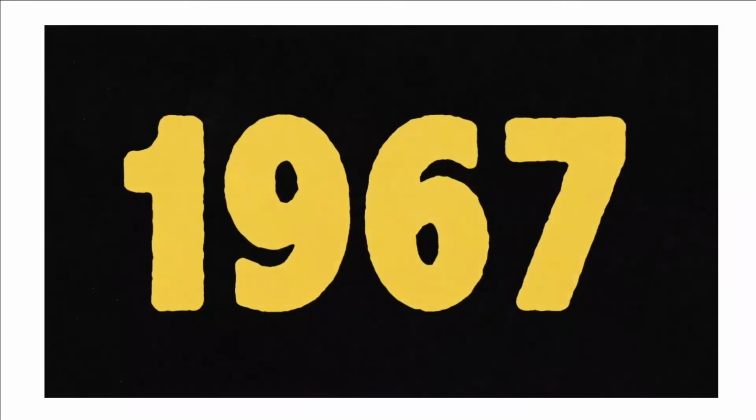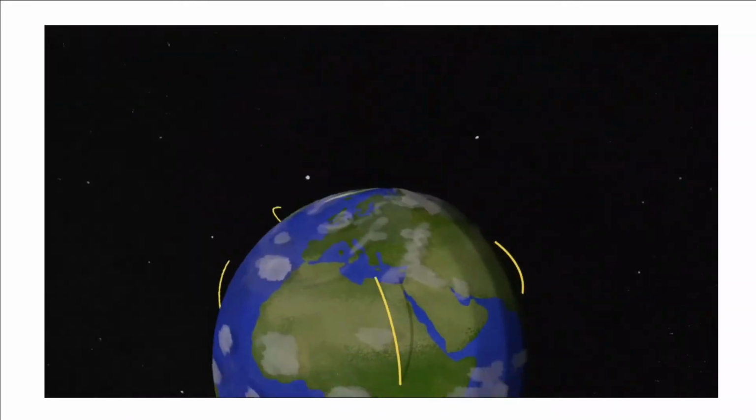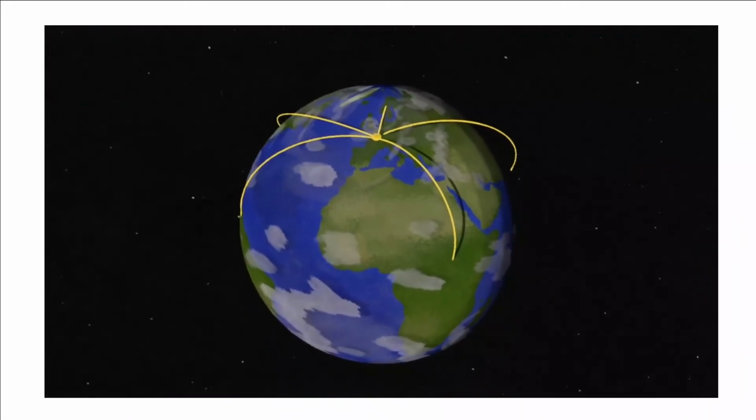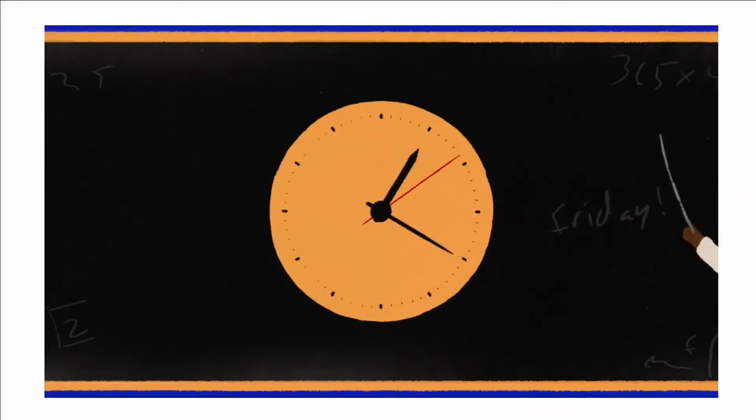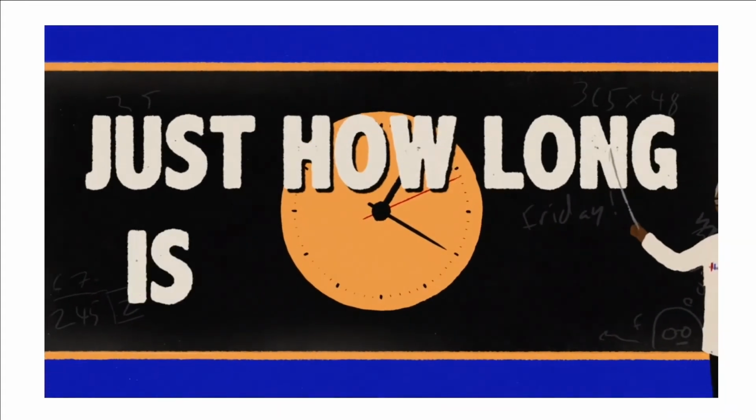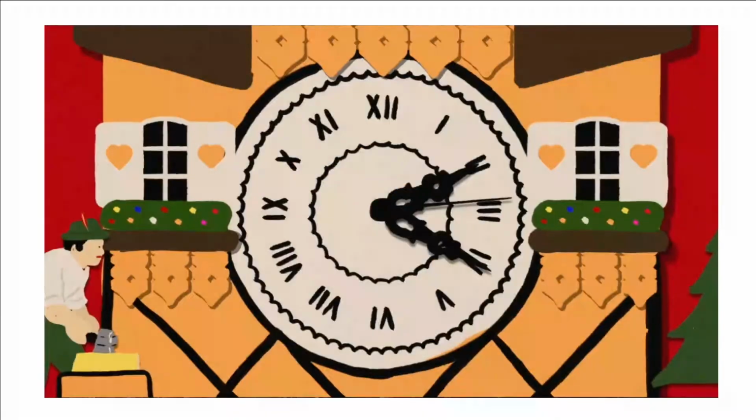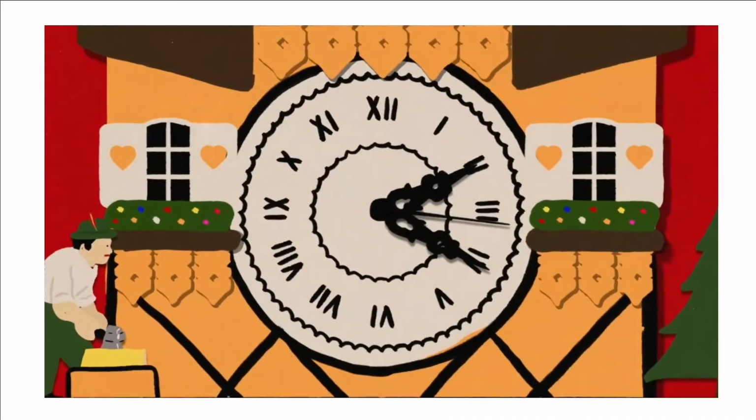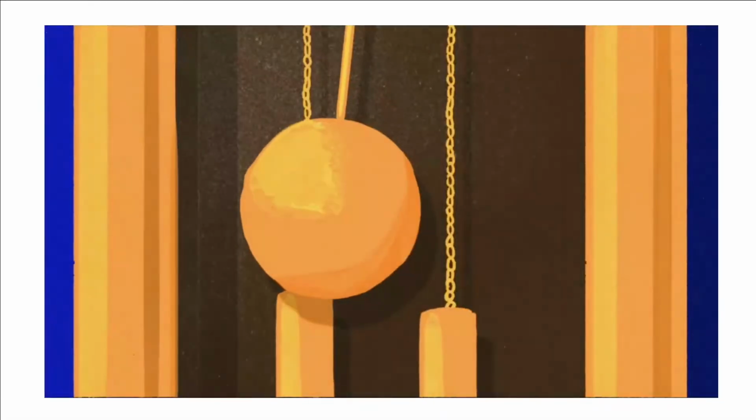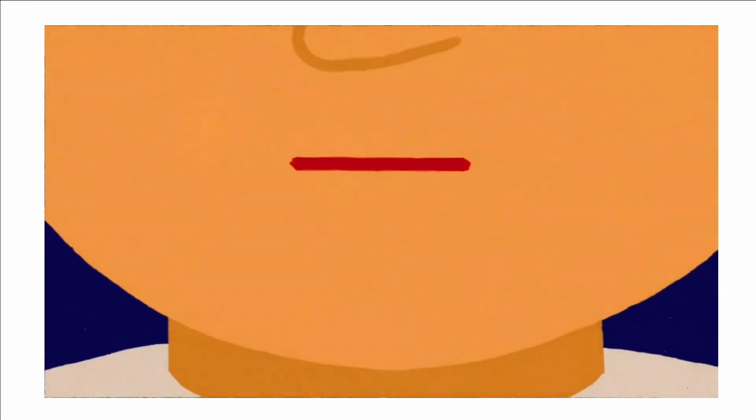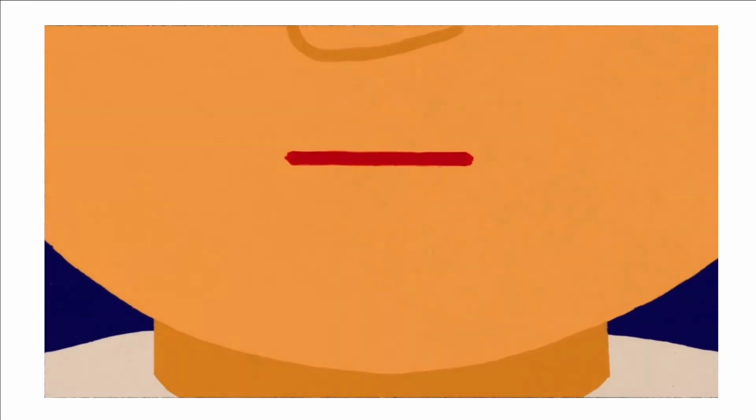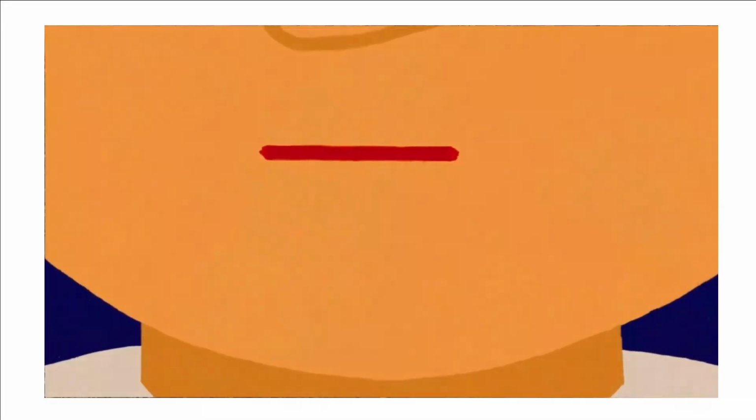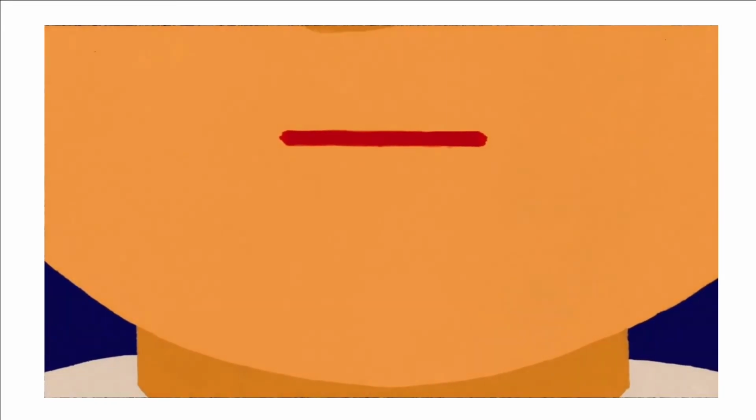In 1967, researchers from around the world gathered to answer a long-running scientific question. Just how long is a second? It might seem obvious at first. A second is the tick of a clock, the swing of a pendulum, the time it takes to count to 1. But how precise are those measurements? What is that length based on? And how can we scientifically define this fundamental unit of time?